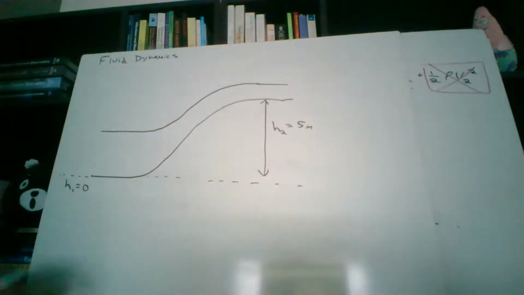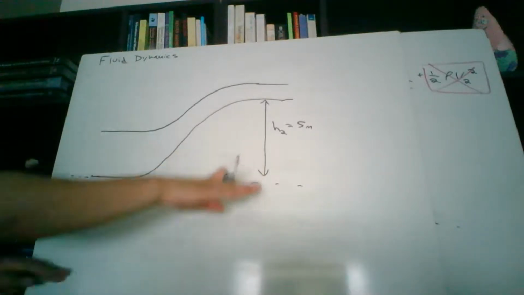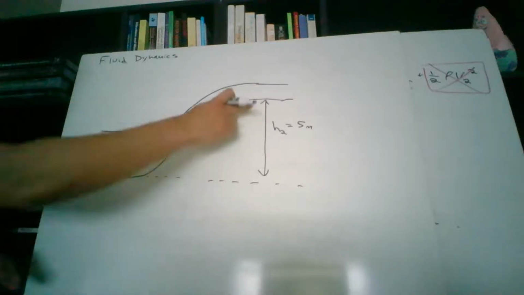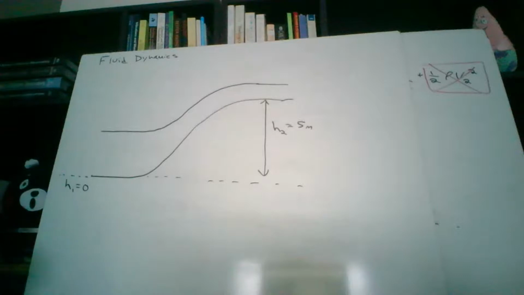Okay? Or you could also look at this as delta H now if you want, because that's what it is. We're not interested in what this height and somewhere below is. We're just interested in the difference in the height between where the water flows here and where the water flows there.